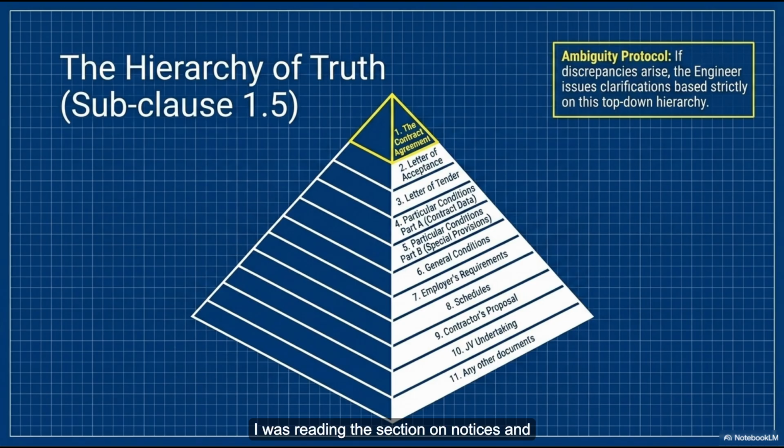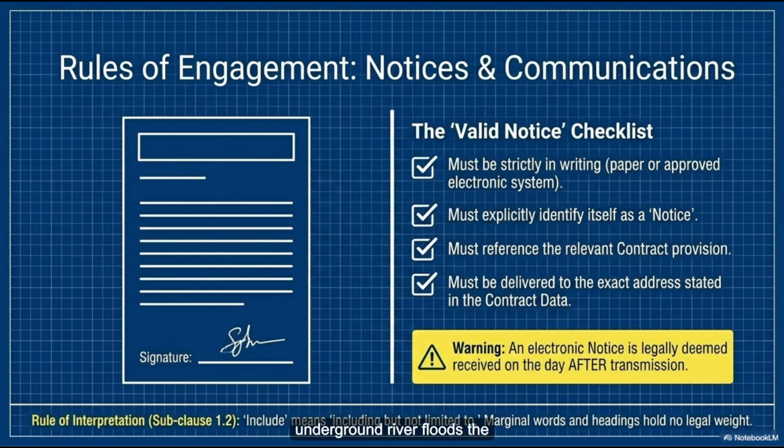I was reading this section on notices, and it is militant. Like, if that underground river floods the site, the manager can't just text the engineer and say, hey, major flooding, we're going to be delayed a week. Definitely not. Even an informal email doesn't seem to cut it. A text message or an informal verbal warning is basically legally invisible under FIDIC rules. It didn't happen. The text actually states a notice must be in writing.